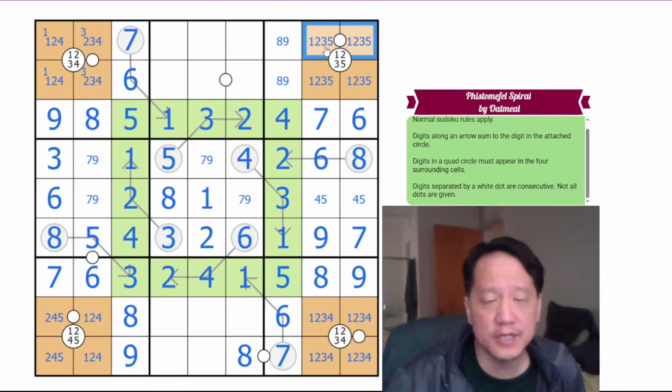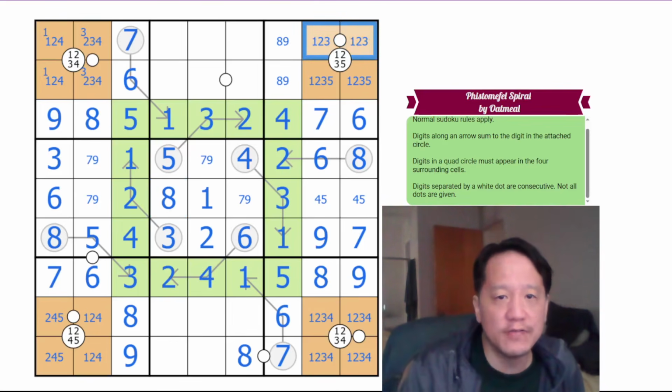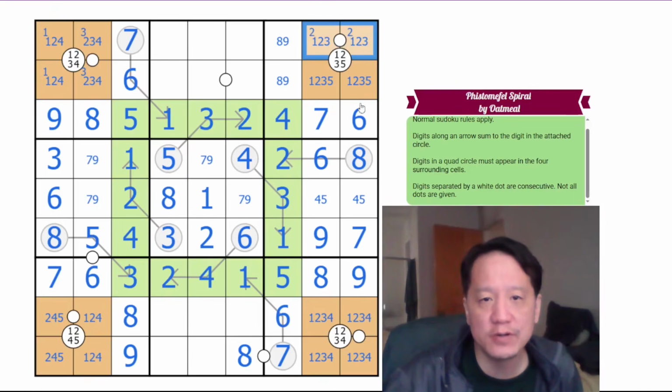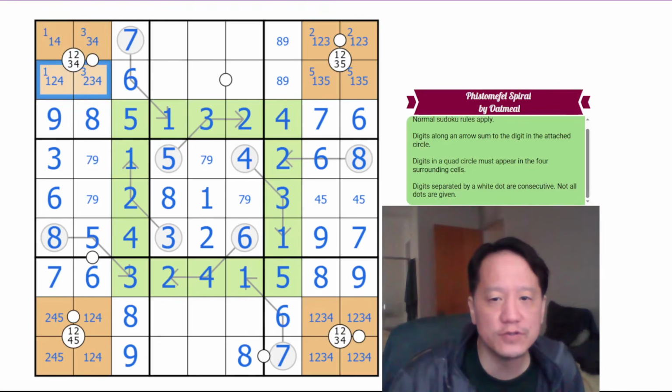These digits are consecutive, so they can never have a 5, and they have to have a 2 here to be consecutive with each other. 2 and 1 and 2 and 3. Therefore, 2 cannot be here. 5 is one of these cells. Since 2 can't be here, that eliminates 2 in the rest of the row. So 2 has to be one of these two.